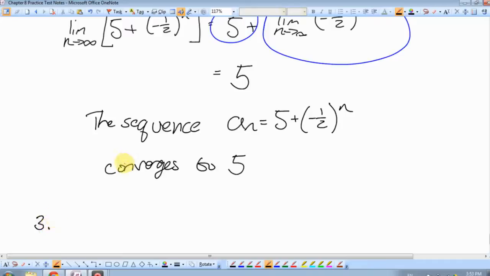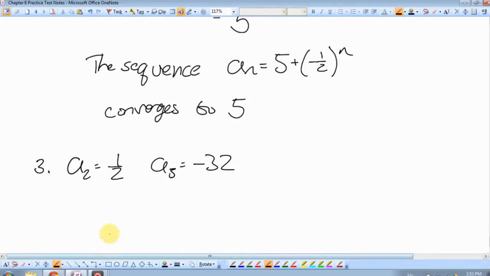3. The second and fifth term of this geometric sequence are 1/2 and negative 32. Let's do that. The second term is 1/2. A5 equals negative 32. Good. All right, so here's a trick. A5 equals A1 times R times R times R times R.